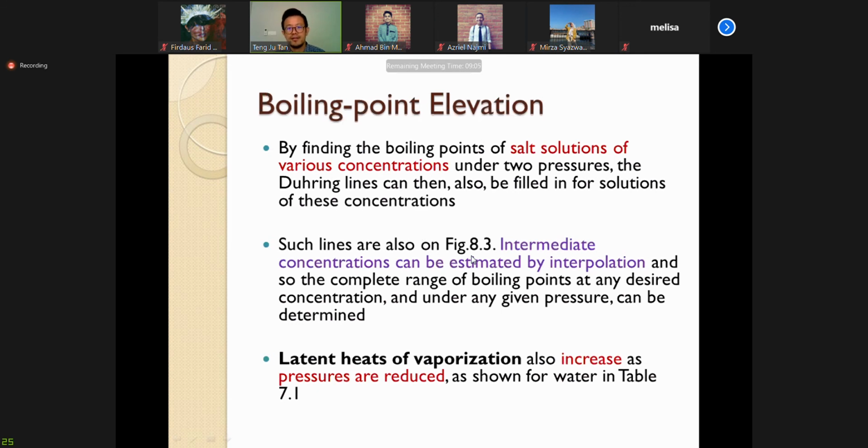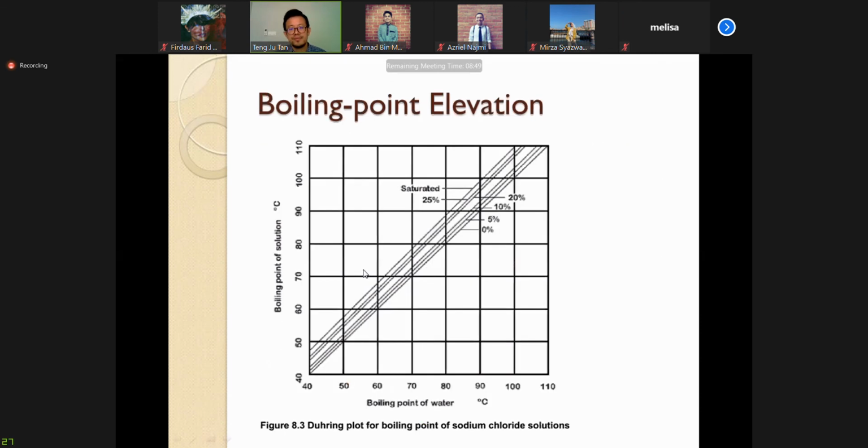So intermediate concentrations can be estimated by interpolation, and so the complete range of boiling points at any desired concentration and also under any given pressure can be determined. Here is the any desired concentration; you can interpolate. Let's say 7.5, you get the middle line. And then at any pressure, because here the boiling point also means a different pressure. At atmospheric it is 100. Lower than atmospheric, at 90 degrees Celsius, water will boil.